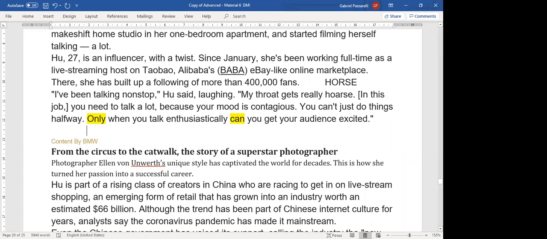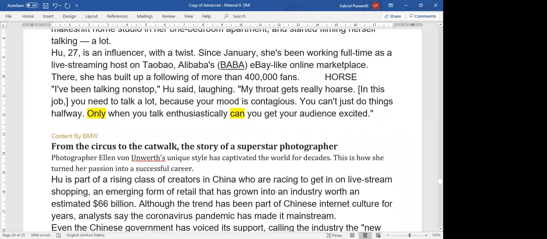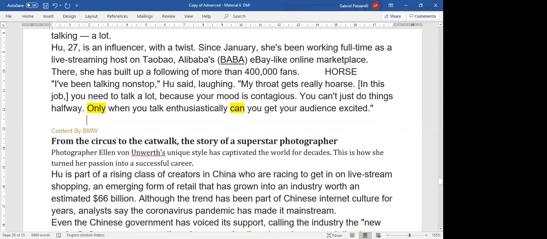Probably who is part of a rising class of creators in China who are racing to get in on live stream shopping, an emerging form of retail that has grown to an industry worth an estimated $66 billion. Although the trend has been part of Chinese internet culture for years, analysts say the coronavirus pandemic has made it mainstream.